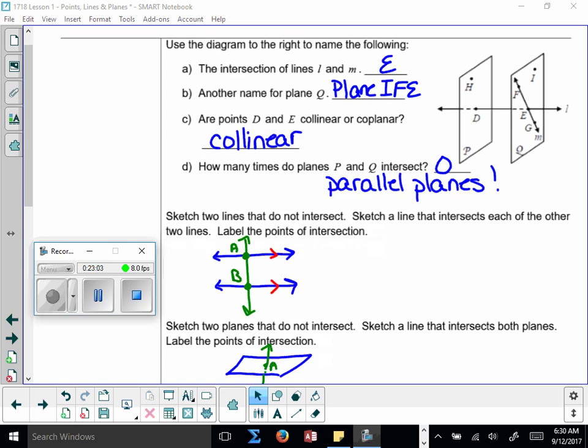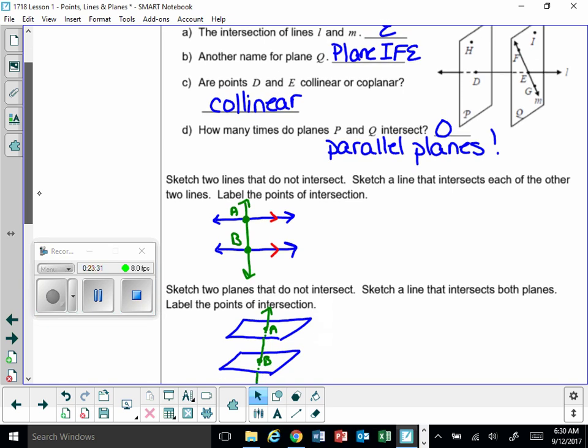All righty, so this is a very interesting diagram because what we have going on are parallel planes. Planes P and Q are parallel to each other. Think of the top of your desk and the floor of the classroom. They're parallel to each other. And then we've stuck a really, really long straw through both of them, and that would be line L.